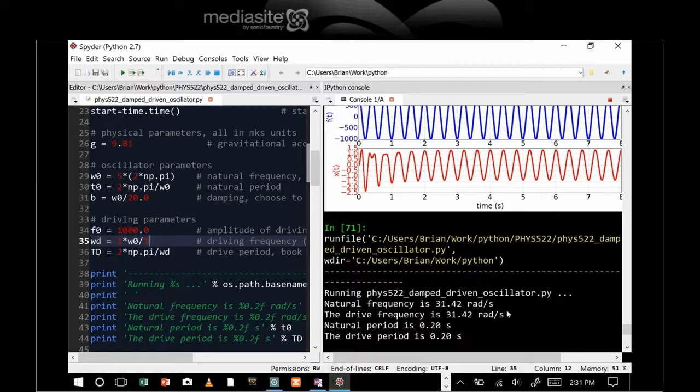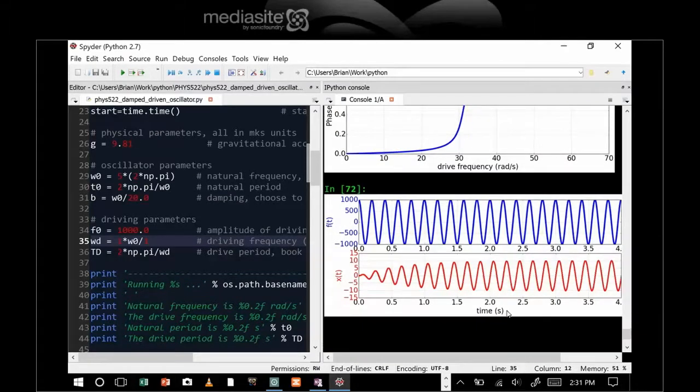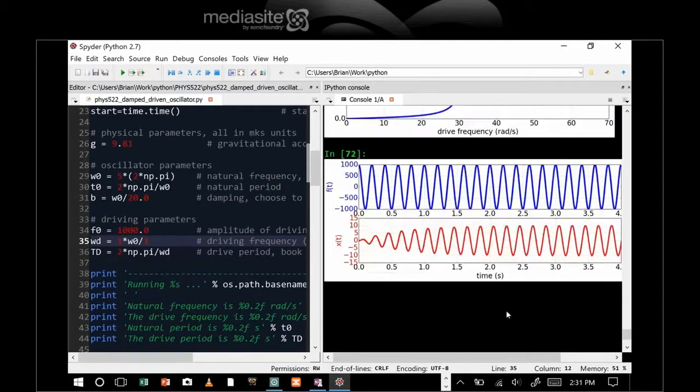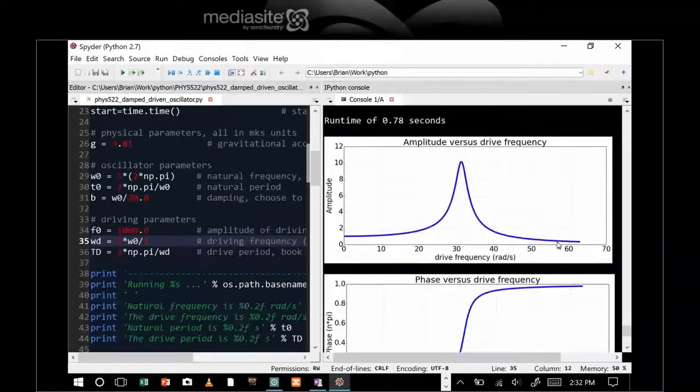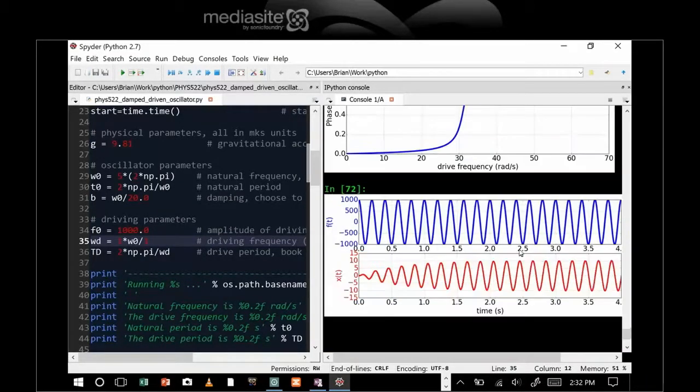Run it. Take a look here, again looking at the steady state solution. Let's look at the amplitude. The amplitude here is, oh look, that's 10. So that's 10 there, and that's 10 there. That's great.